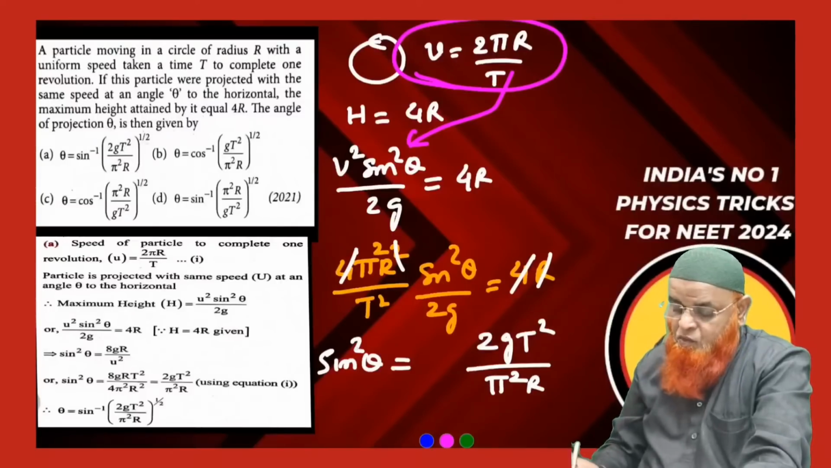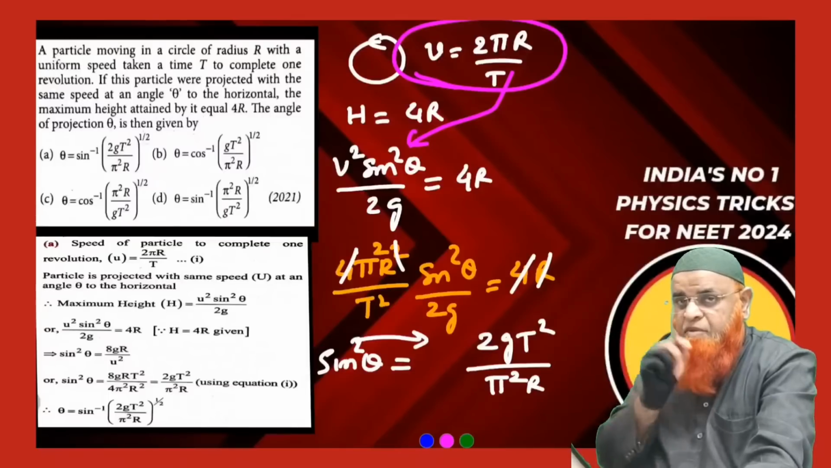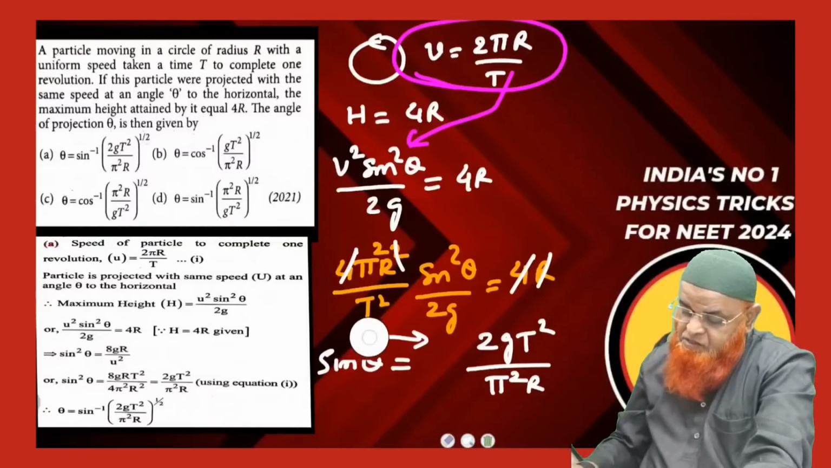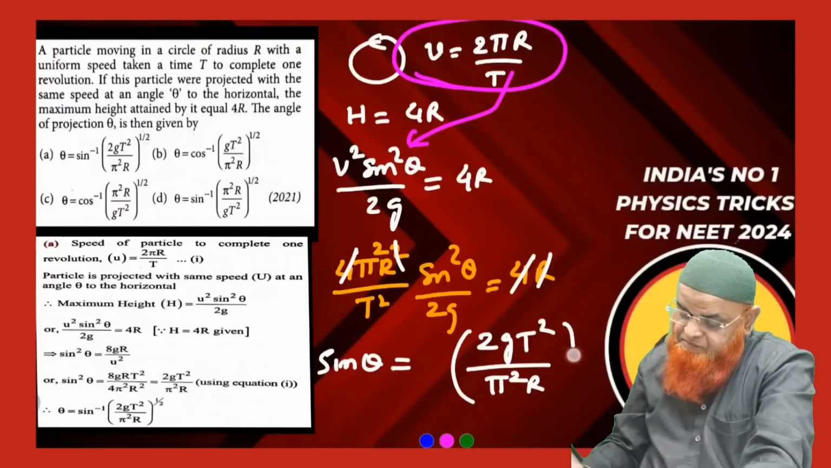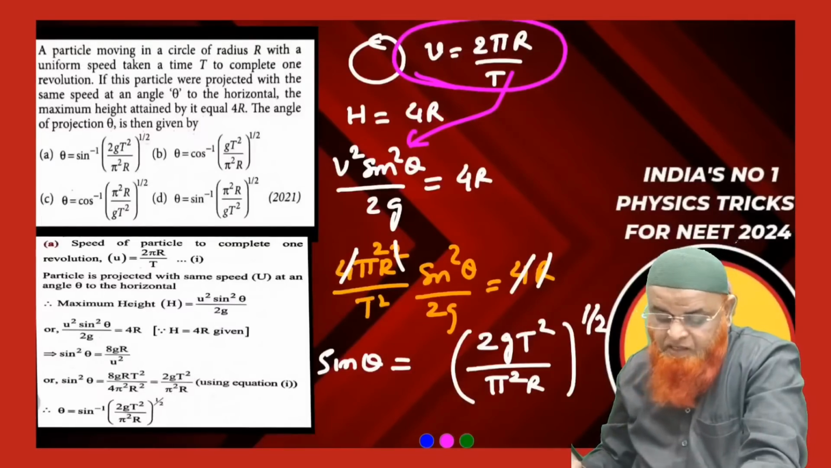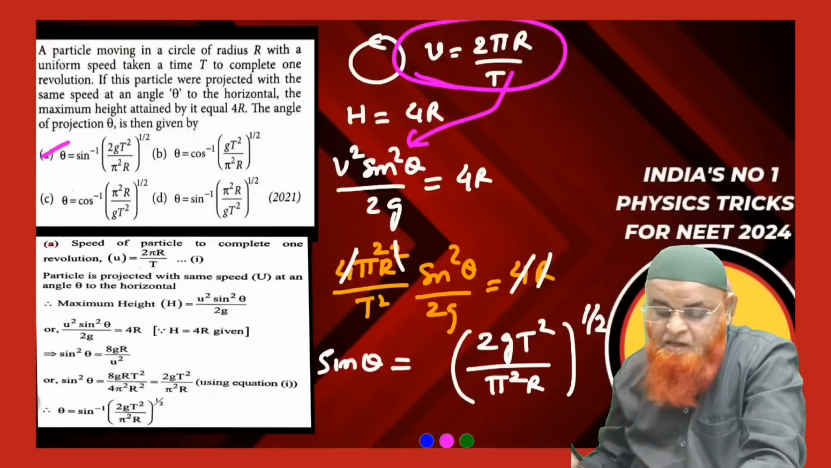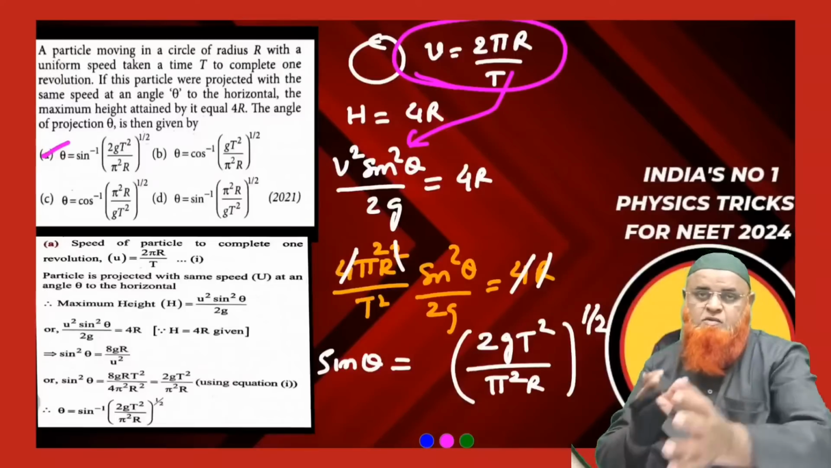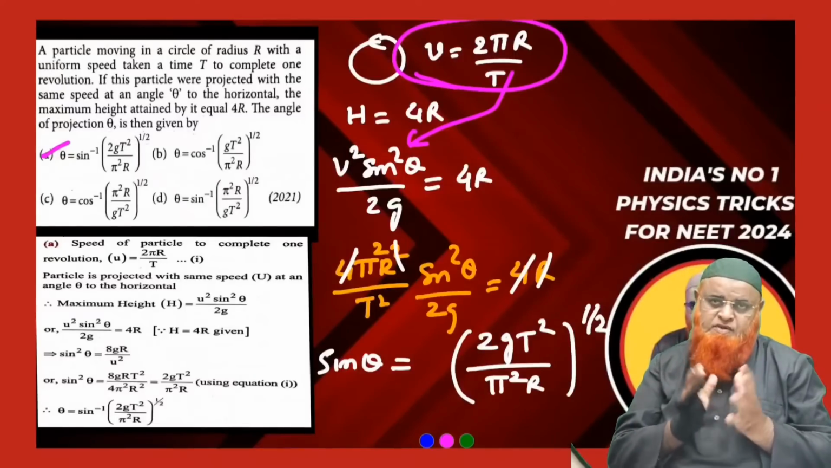That's it. What you are going to do is you just transfer this square to the other side. It becomes power of 1 by 2. That's it. So you just remove this 2 and write on the other side like this, that is power of 1 by 2. That's it. Okay. So once you get this power of 1 by 2, your answer is ready. I think 2g t square by pi square r, the first option, is going to be the correct answer. Hope you have understood this super simple answer.